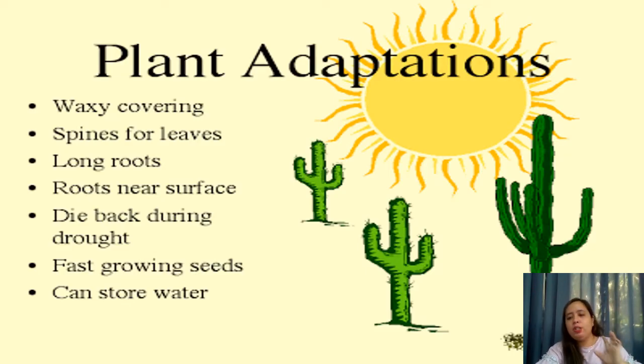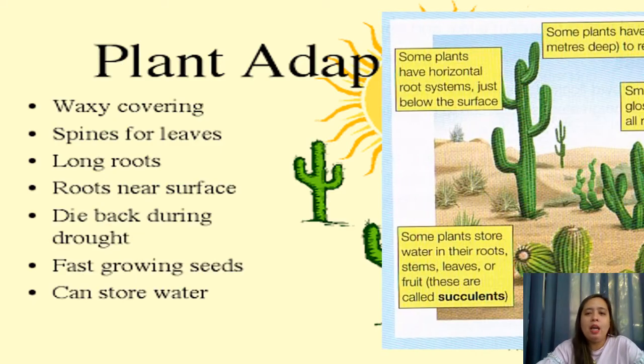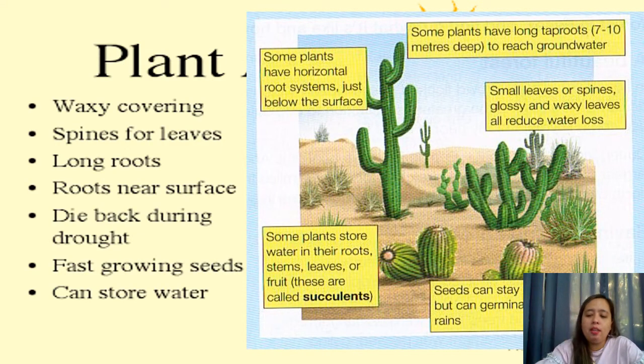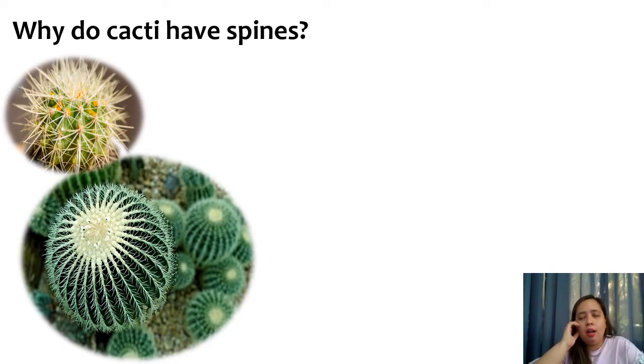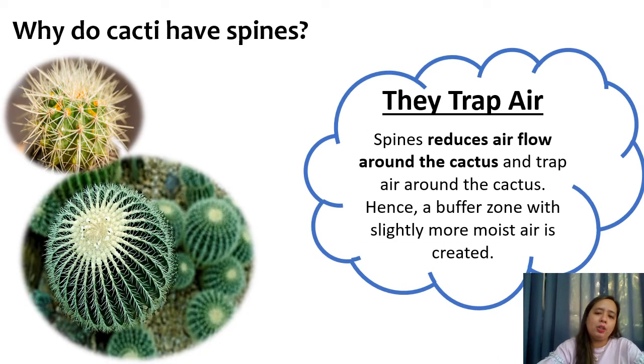As for plant adaptations, there are many: waxy covering, spines for the leaves, long roots, roots near the surface, and so on. Remember my discussion on their spines? I said it's not to protect them from herbivores, but the spines actually trap air. The spines reduce airflow around the cactus and trap air around the body of the cactus in between the spines, so that this area will be colder compared to the outside.